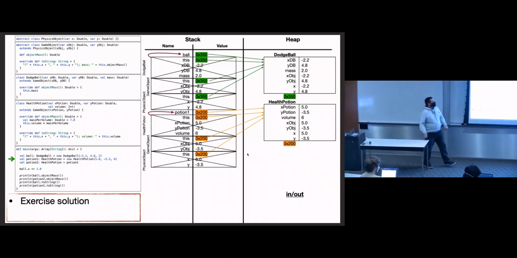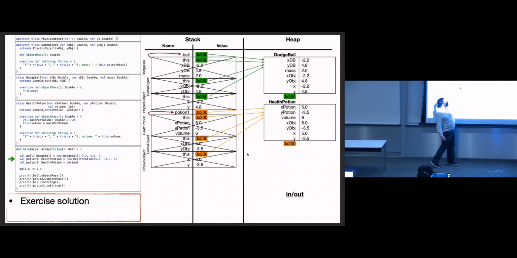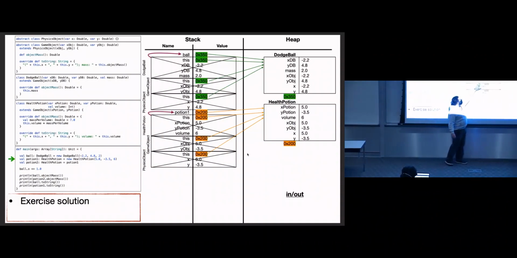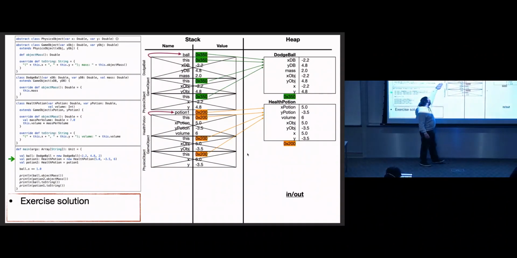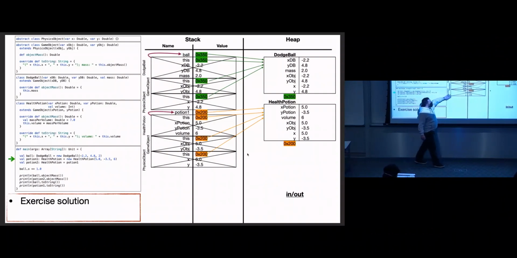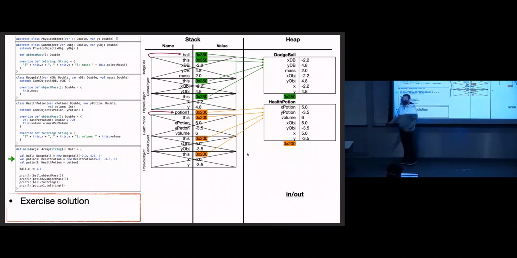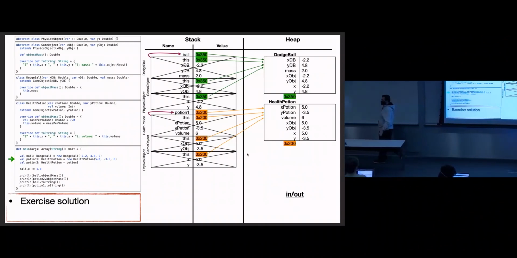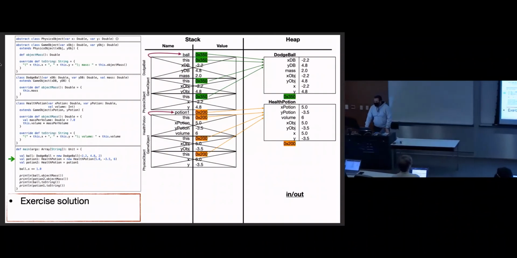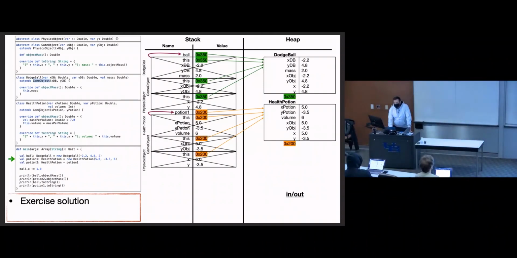So it's going to call the 3 constructors, similar to dodgeball, health potion. The difference is volume instead of mass. That calls the game object constructor. That calls the physics object constructor. And we get all of the state variables from all 3 constructors. So very similar to the dodgeball class, which isn't surprising since both of them extend game object.